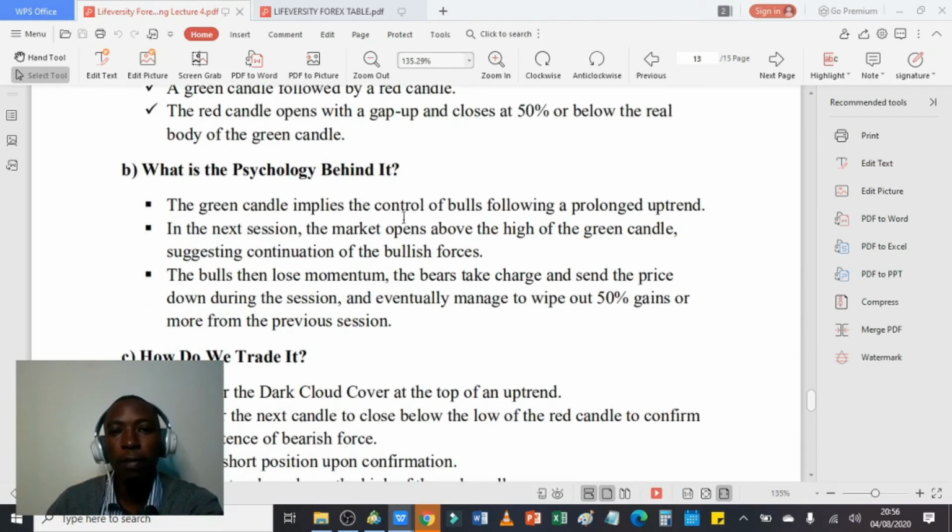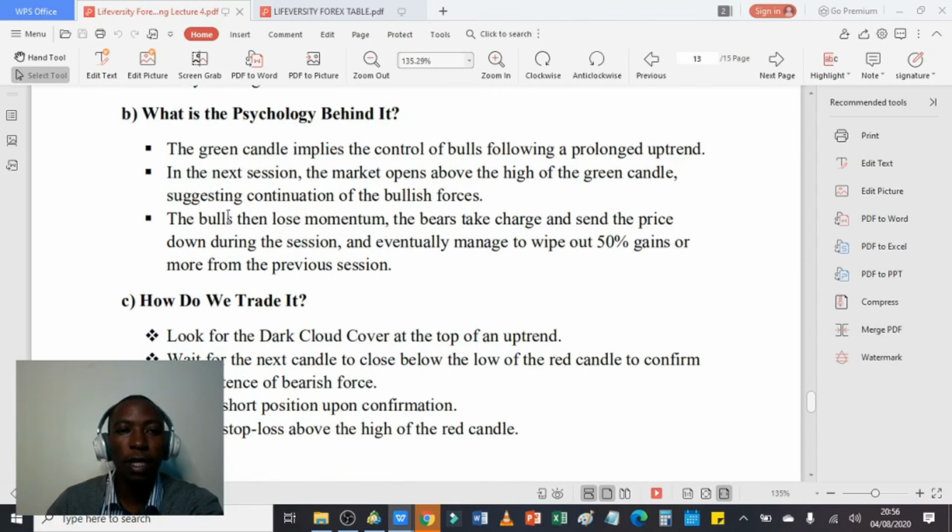The green candle implies the control of bulls following a prolonged uptrend. In the next session, the market opens above the high of the candle, suggesting continuation of the bullish forces. The bulls then lose momentum, the bears take charge and send the price down during the session and eventually manage to wipe out 50% of the gains or more from the previous session.